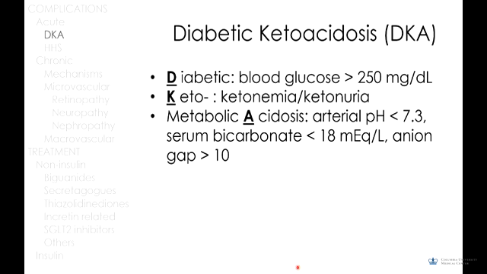And then the A for acidosis. So your pH is usually below 7.3. It's a metabolic acidosis, so your bicarb is usually less than 18. And then because this acidosis is coming from extra ketones, you're going to have an anion gap, usually of greater than 10.